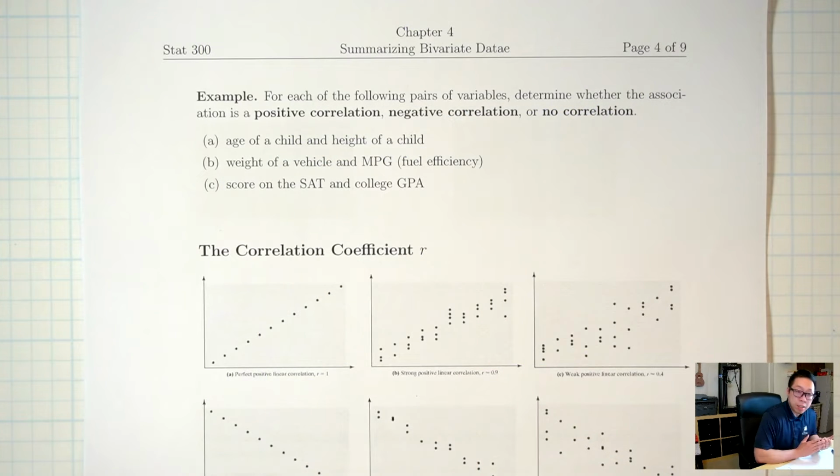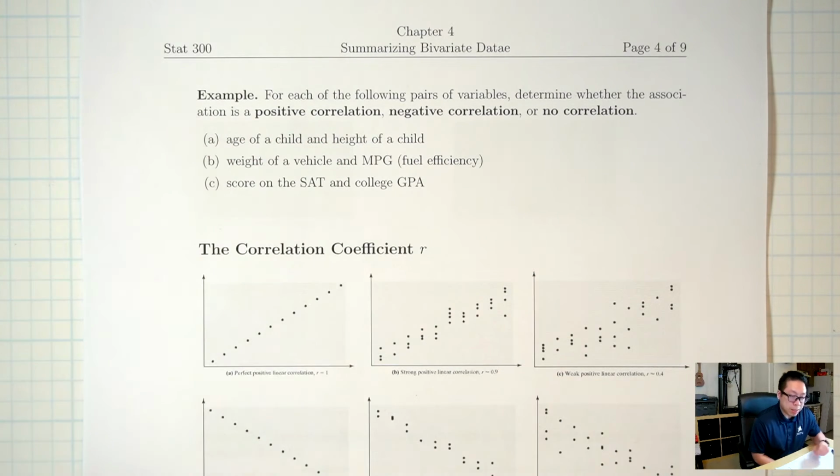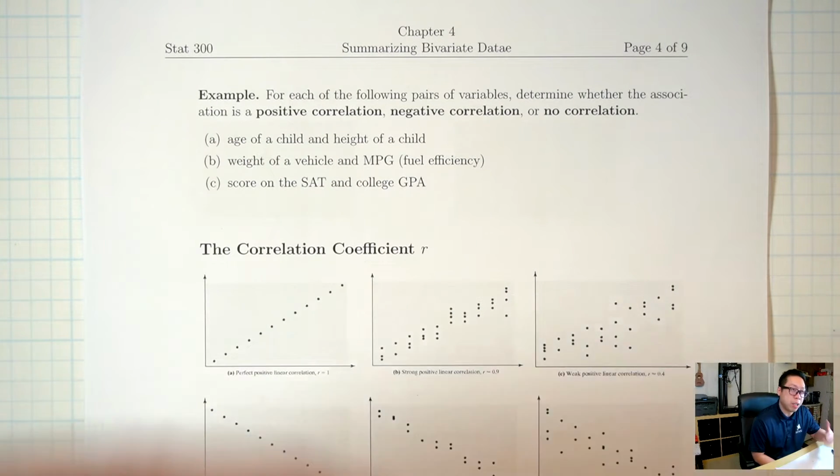Okay, let's practice using this new vocabulary. For each of the following pairs of variables, determine whether the association is a positive correlation, negative correlation, or no correlation. Part A, age of a child and the height of a child. As the age of a child increases, do we expect the height to increase or decrease? So as the child gets older, do we expect their height to increase or decrease?